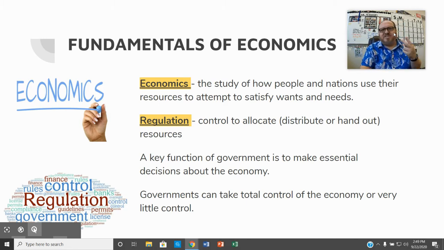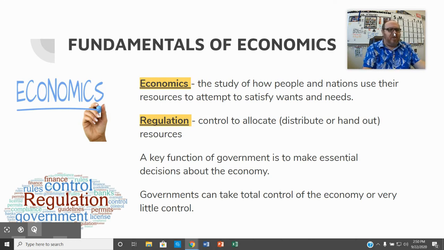So starting off with definition of two terms, just to get us started. Economics. Economics means the study of how people and nations use their resources to attempt to satisfy the wants and needs of their society. And a lot of times those wants and needs are sometimes limitless or seemingly limitless. Okay. Regulation means control to allocate or distribute or hand out resources.